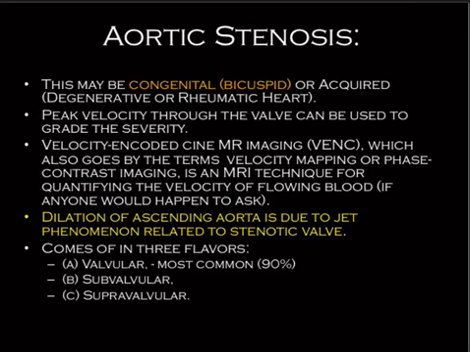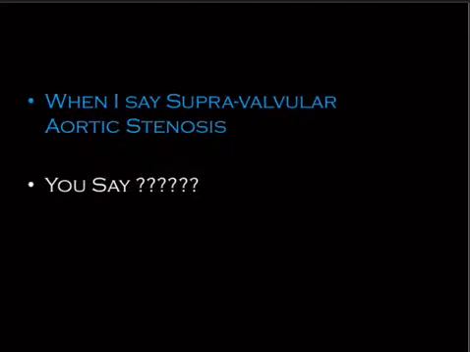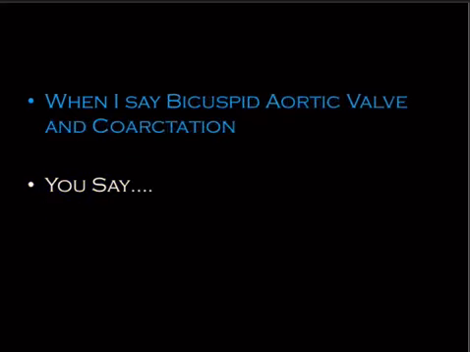There are 3 different kinds, and it has to do with where in relationship to the valve the stenosis occurs. Stenosis at the valve is the most common, but you can also have subvalvular and supravalvular. Supravalvular is one that's worth remembering because it has a syndromic association. So when I say supravalvular aortic stenosis, you say Williams syndrome. This is the elven-faced, cocktail personality, dwarf. Bicuspid aortic valves and coarctation, you're going to say Turner syndrome. Remember, coarctation, Turner syndrome, coarctation plus bicuspid aortic valve, they go together.